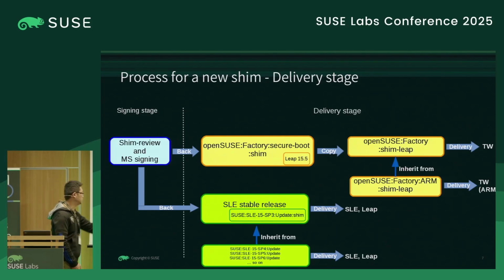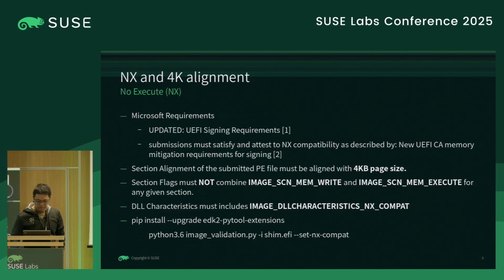Like here, currently we use 15 SP3, so others like 15 SP4, SP5, SP6 and more inherit from this copy. Then we deliver to SLES and the lib, and the yellow part is for Tumbleweed. We will deliver to Tumbleweed and also Tumbleweed upper versions. Okay, then that's a simple background.